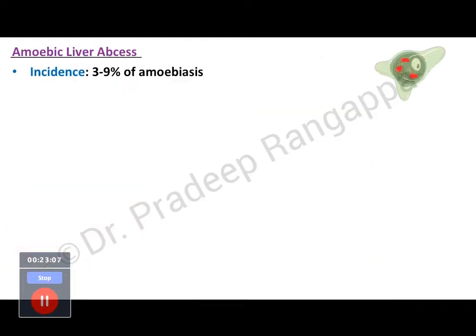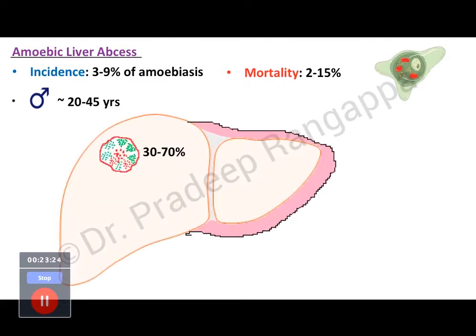So coming to the last tropical disease, amoebic liver abscess. So this is Entamoeba histolytica. 3 to 9% of amoebiasis can lead to amoebic liver abscess, and mortality is 2 to 15%. And it predominantly affects young males, 20 to 45 years of age. And the pathognomonic feature of amoebic liver abscess is that you will see the abscess present predominantly in the right lobe of the liver in 30 to 70% of the patients.